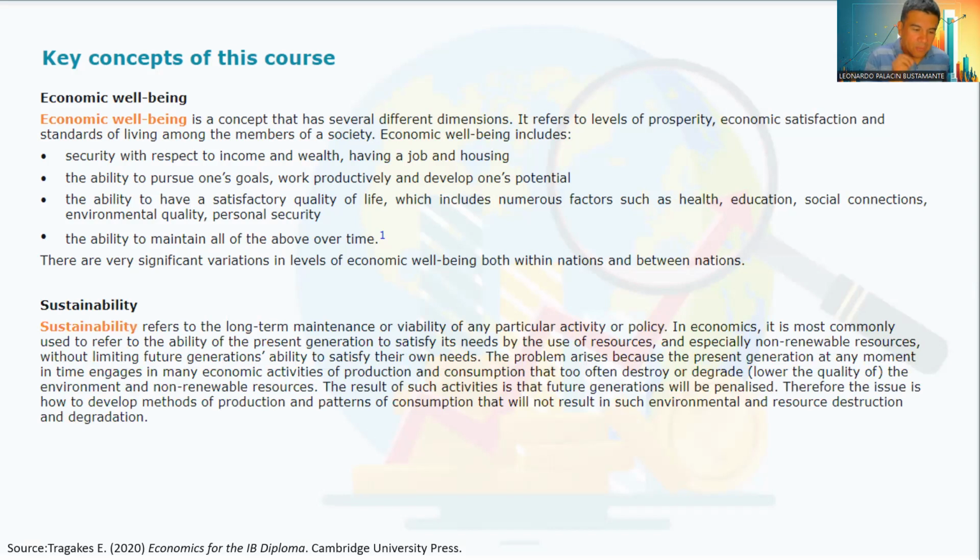Sustainability is a very important term because it has to do with maintenance of any particular activity or policy. So this term sustainability refers to the ability of the present generation to satisfy its needs by the use of resources. It's resources that are perhaps non-renewable, but without limiting future generations' ability. So it means, in simple terms, that you can use the resources that you have at present, but you do not compromise them for future generations.